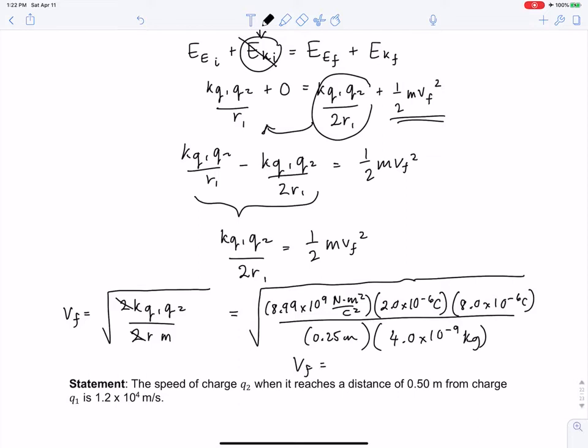If you punch this into your calculator, you should get a final speed of 1.2 times 10 to the power of 4 meters per second. Therefore, the speed of charge 2, when it reaches a distance of 0.5 meters from the charge Q1, is 1.2 times 10 to the power of 4 meters per second.